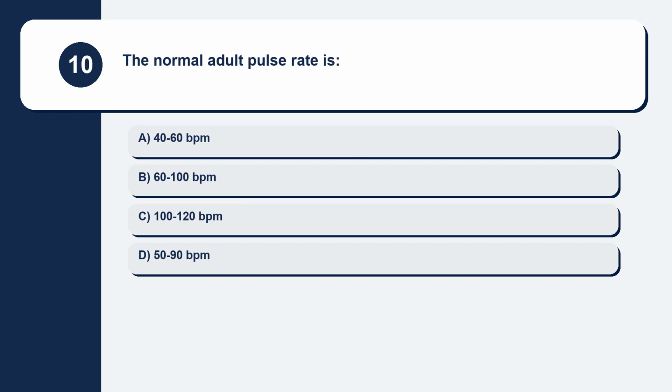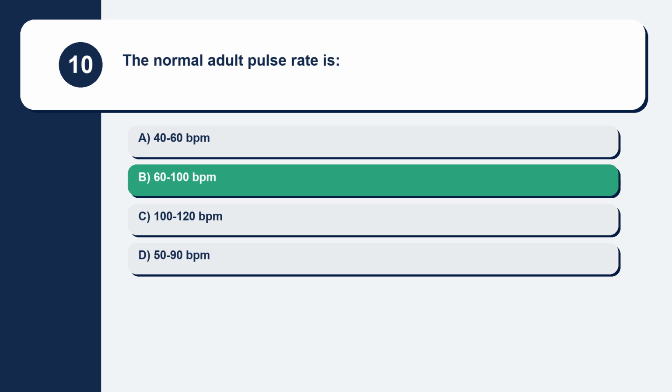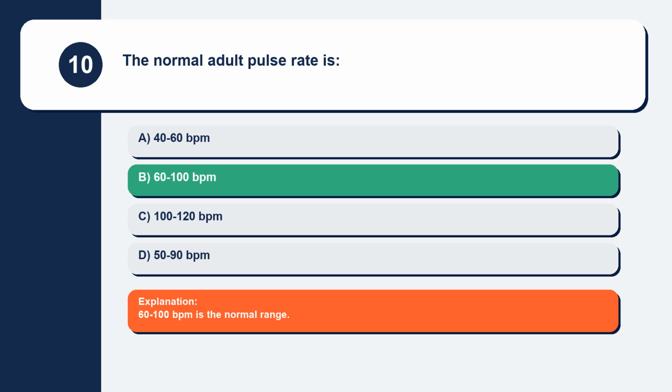Question 10. The normal adult pulse rate is 40-60 bpm, 60-100 bpm, 100-120 bpm, 50-90 bpm. 60-100 bpm is the normal range.